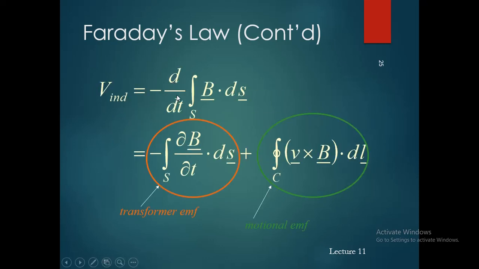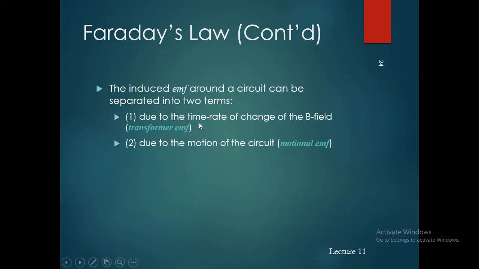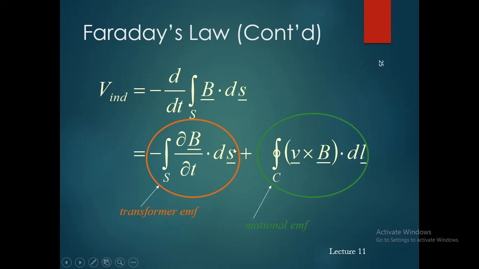So V induced is equal to minus d by dt of the surface integral of B dot ds. From this we observe that it equals minus the surface integral of dB by dt dot ds, plus the circular integral of V cross B dot dl. Here, minus the surface integral of ∂B/∂t is nothing but the transformer EMF. Why? Because the transformer EMF is the time rate of change of the B field, so the change occurs in the flux. That's why it is called the time rate of change in the magnetic field, and that's why it is called the transformer EMF.